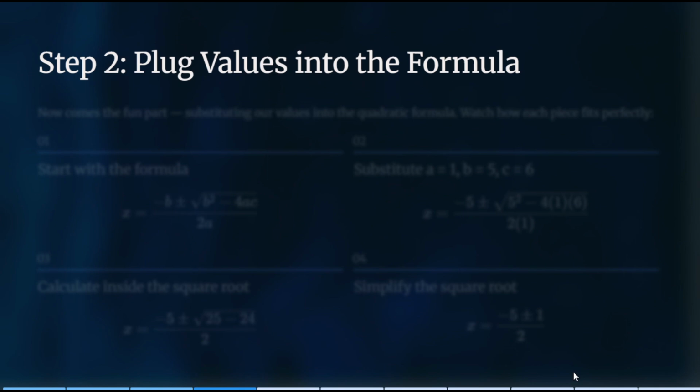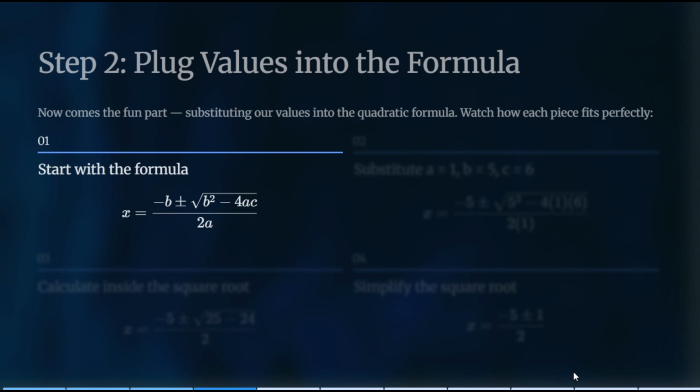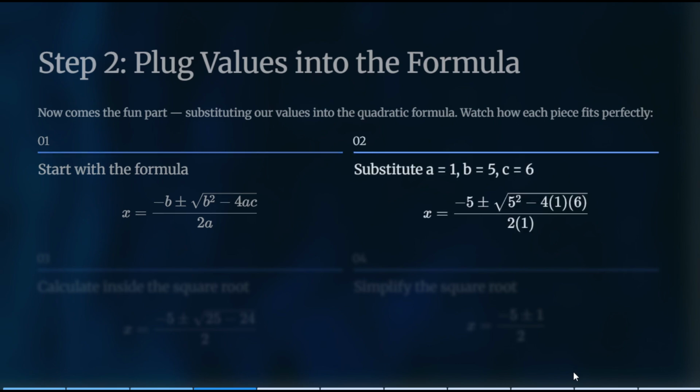Now in step number 2, we'll plug the values into the formula. So our formula once again is x equals negative b plus or minus the square root of b squared minus 4ac. We'll substitute a equals 1, b equals 5, and c equals 6 into the formula. So x equals negative 5 plus or minus the square root of 5 squared minus 4 times 1 times 6, and all that divided by 2 times 1.